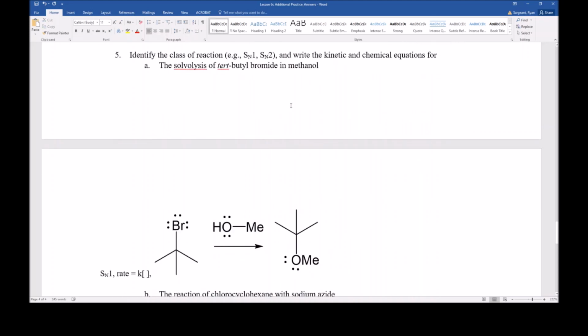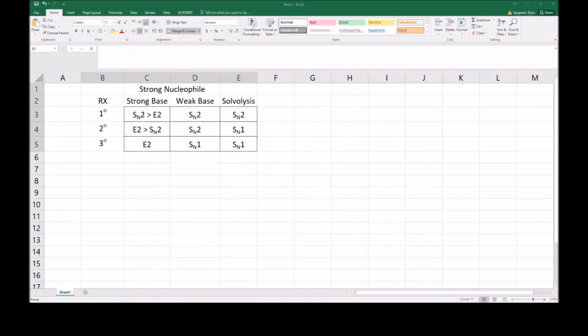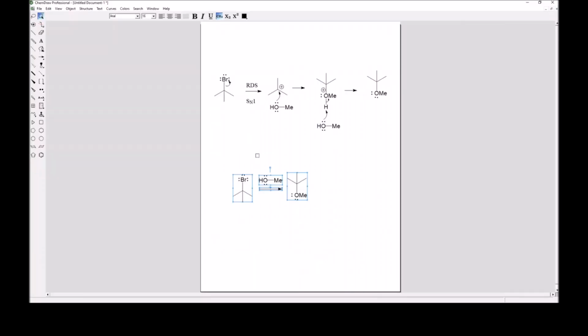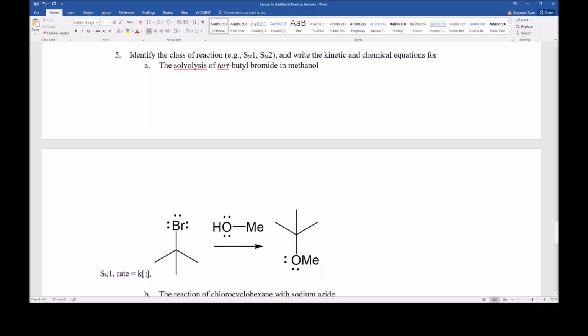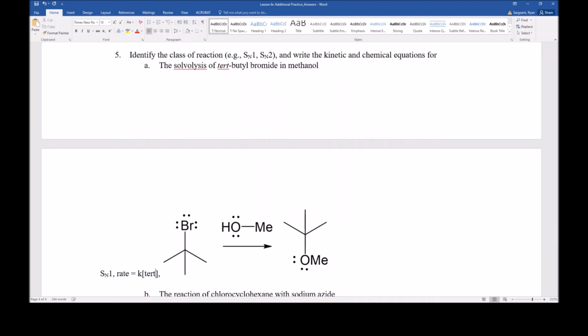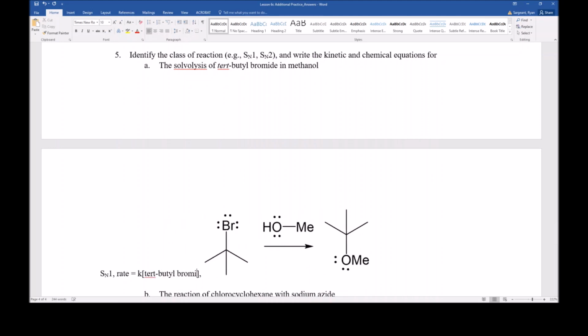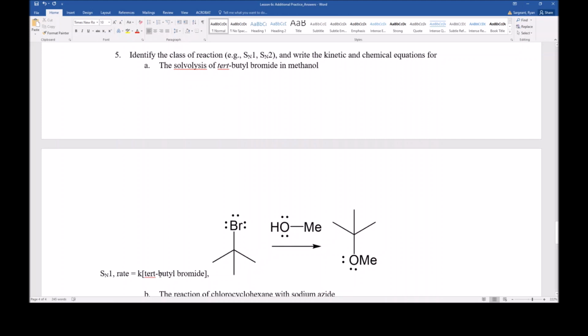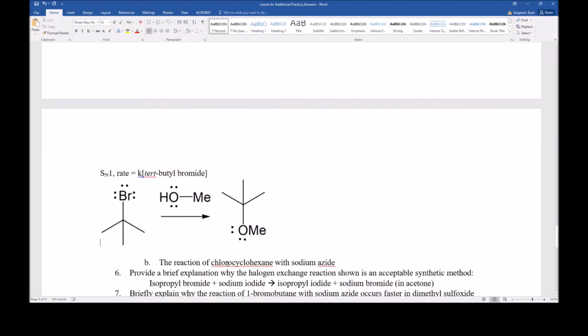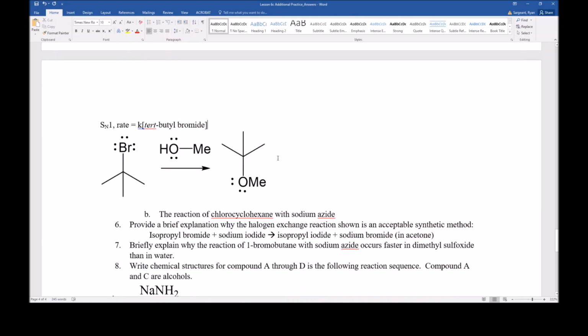All right, and then finally the kinetics. Well, let's look at that rate determining step. In the rate determining step, the only thing that's involved is the tert butyl bromide. So that means that the rate of this chemical reaction is equal to some rate constant times the concentration of tert butyl bromide. Sn1 means that the kinetics are first order. First order kinetics means that the rate of the chemical reaction is a function of the concentration of only one thing. So here's all parts of that question answered.